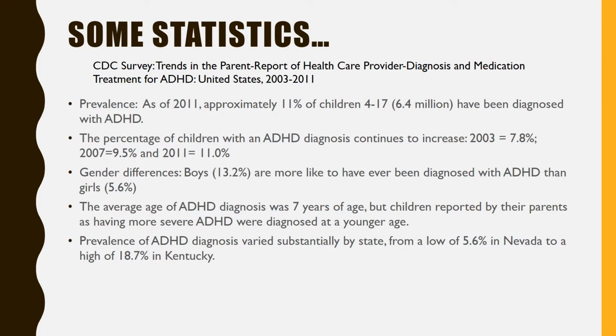So the researchers also found that the percentage of children with an ADHD diagnosis continues to increase. So in 2003, 7.8% were diagnosed. In 2007, 9.5% were diagnosed. And in 2011, 11.0% were diagnosed. So what do you think that means? What are the implications of that? Take a second to jot that down too.